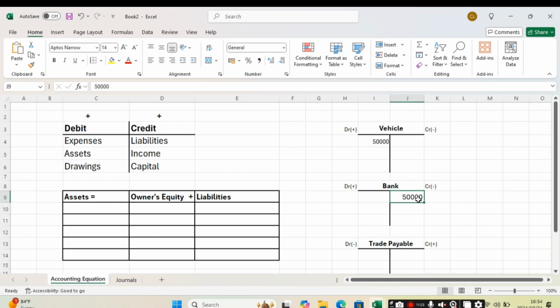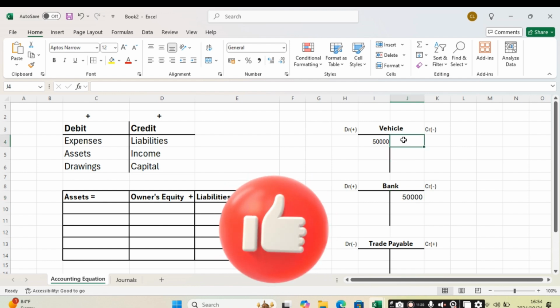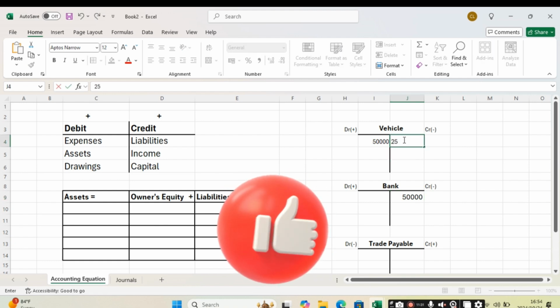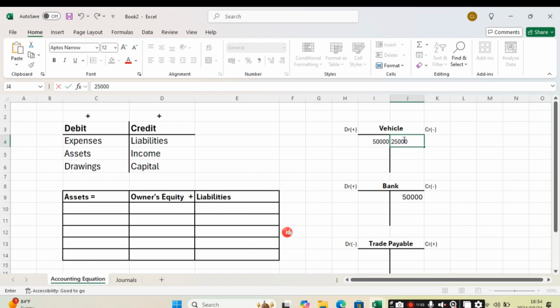I hope you get this. Also, say for example, maybe they're saying we sold a vehicle. When we're selling a vehicle, we sold a vehicle worth what? 25,000. Let's say 25,000. Sold a vehicle worth 25,000. So our assets are decreasing. Our vehicle is decreasing. So we sold the vehicle.